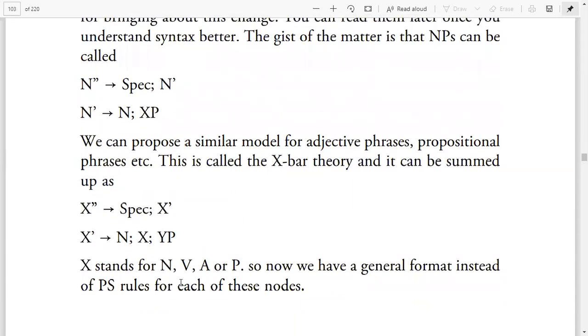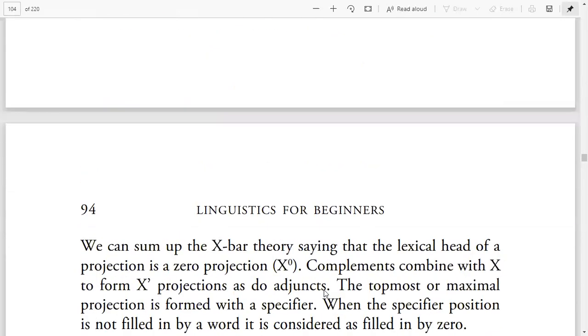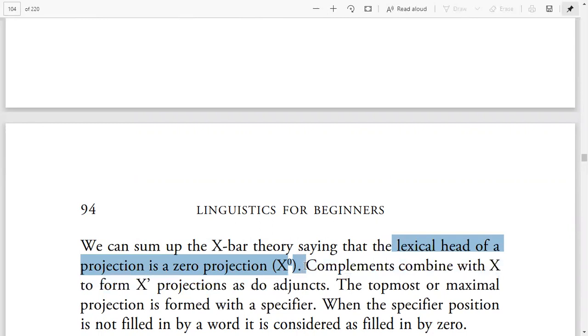Sorry, we have already discussed this. Say X stands for noun, verb, adverb, preposition. I have already told you. So we now have a general format instead of PS rules for each of these nodes. Let's discuss the last paragraph from this lecture here. We can sum up the X-bar theory saying that the lexical head of the projection is a zero projection.